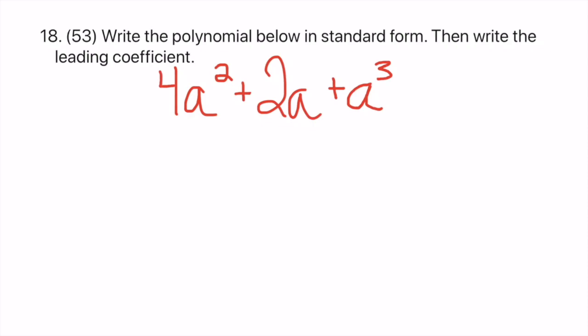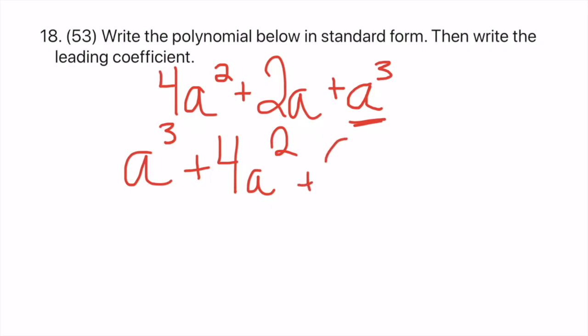Okay, next one. Write the polynomial below in standard form, then write the leading coefficient. So standard form is when you have the exponents written in descending order. So that means I need to take my term with the highest exponent, which is this one, and it needs to go first. Then I would have 4a squared, and then 2a. So that's written in standard form.